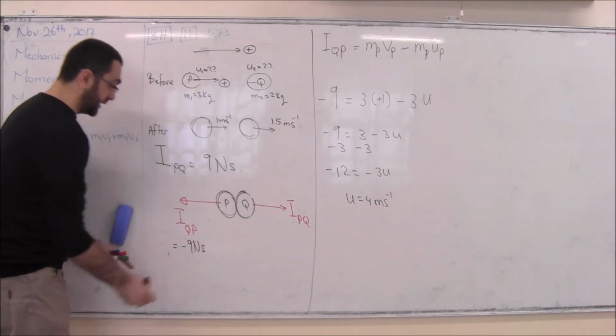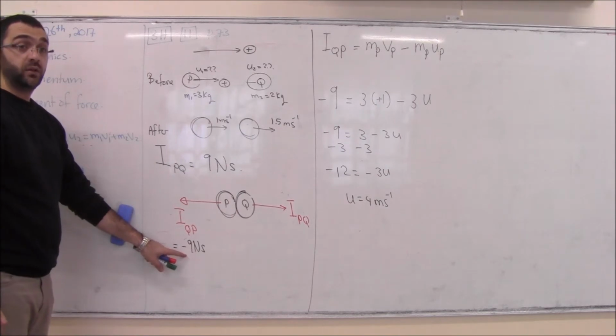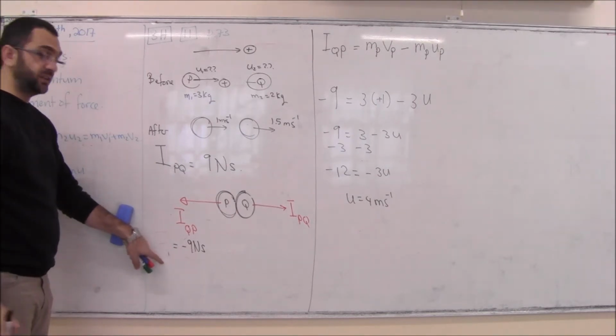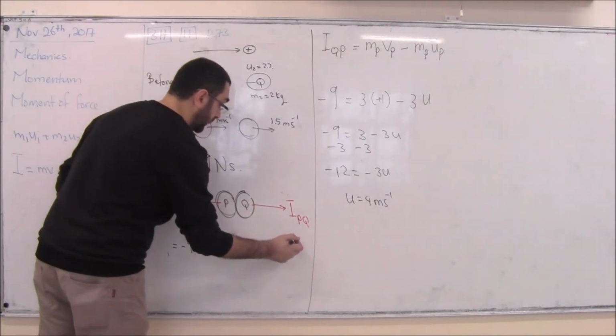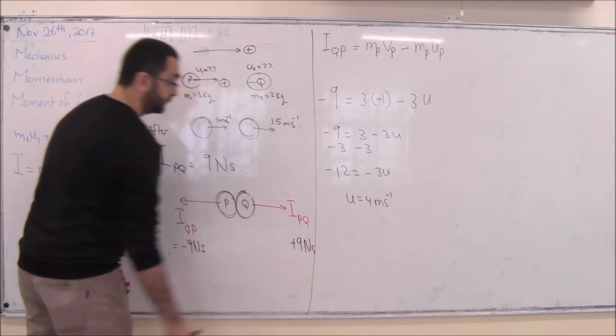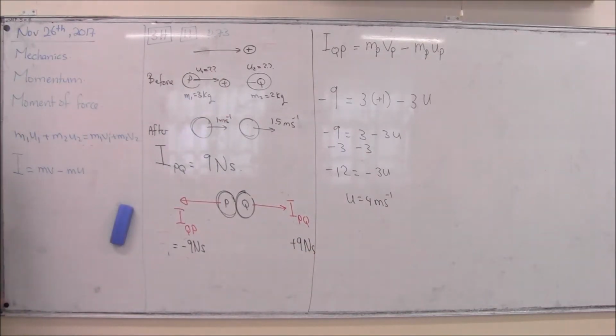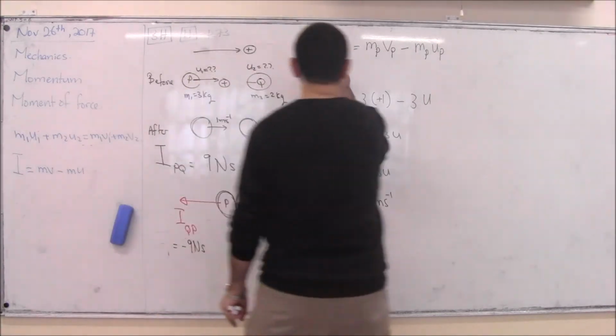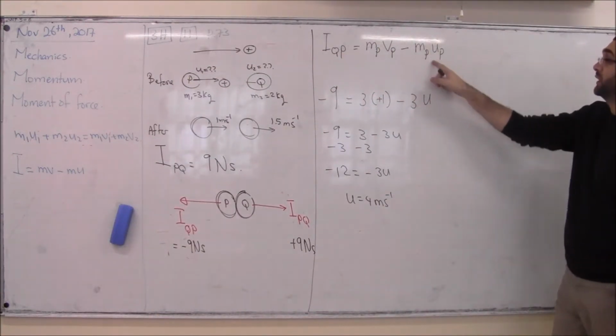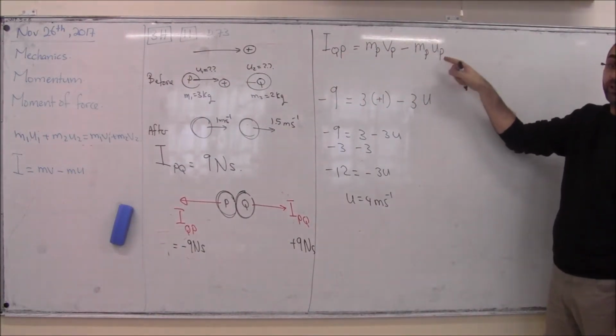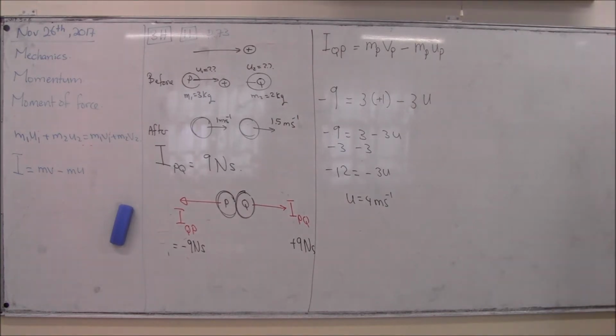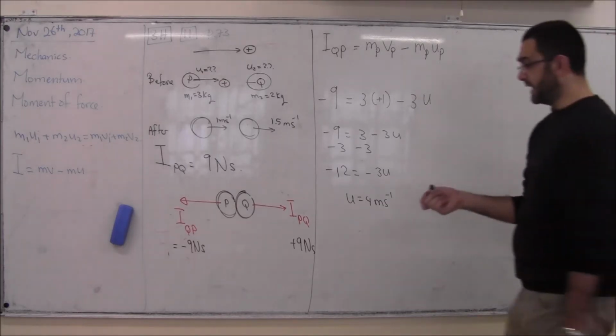-9 newton second. Why? Because it's in the opposite direction. I_PQ is +9. What I want to find is QP, in order to find the speed of P immediately before. Clear? Now, in the same way, I can find Q.